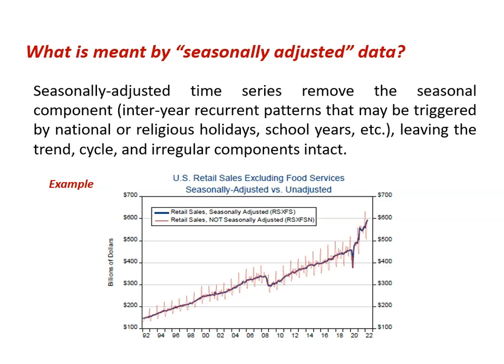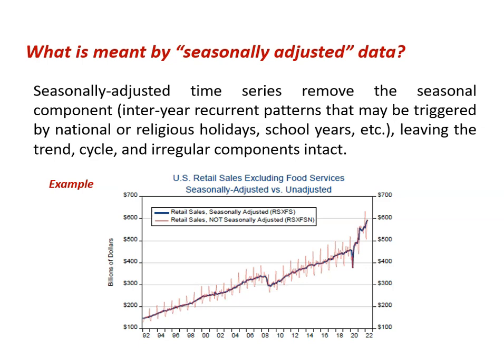The Persons approach underlies how data is looked at today. Most data that we have looked at is expressed on a seasonally adjusted basis. Although methods to do that adjustment have changed over the years, the basic approach is logically consistent with the Persons approach. So, what is meant by seasonally adjusted data? A seasonally adjusted time series removes the seasonal component, that is, the inter-year recurrent patterns that may be triggered by national or religious holidays, school years, etc., leaving the trend, cycle, and irregular components intact.